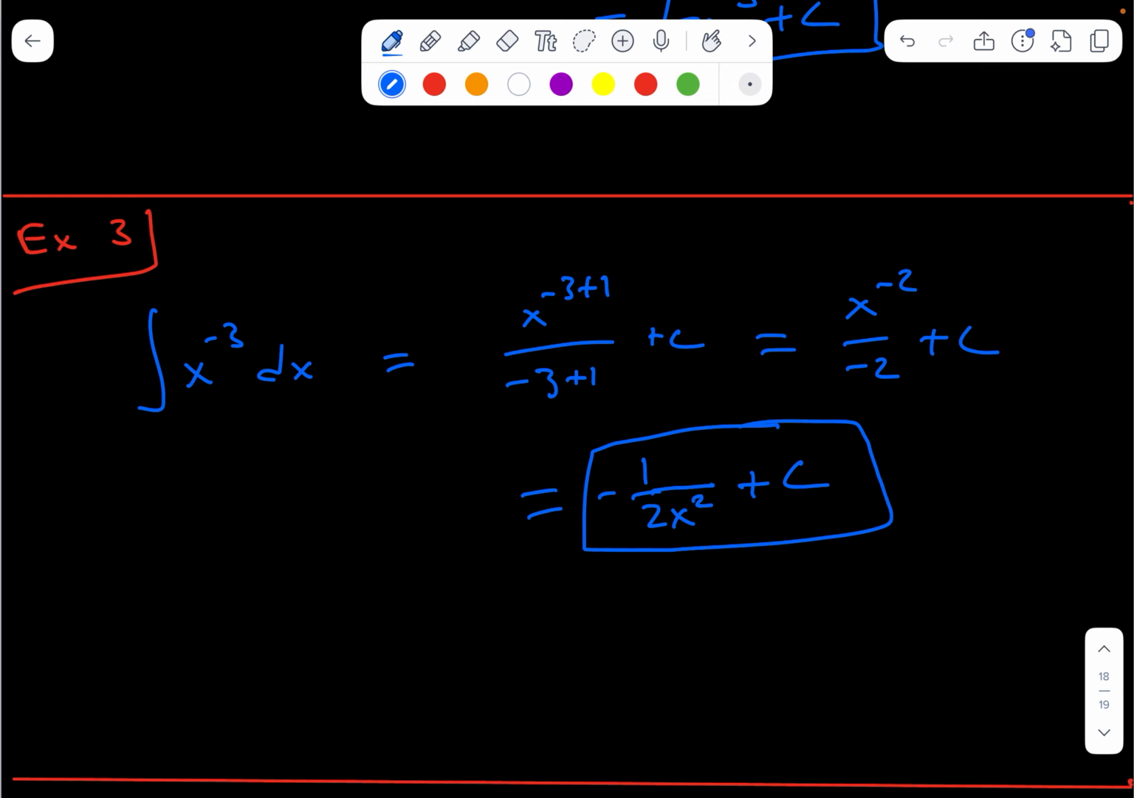And there you go. As you can see, the power rule is fairly simple. It works super nice and easy. This is the first technique you should always try whenever you see an integration problem.